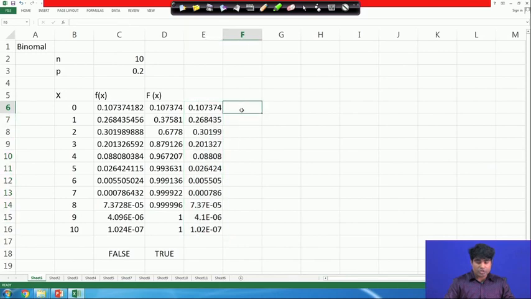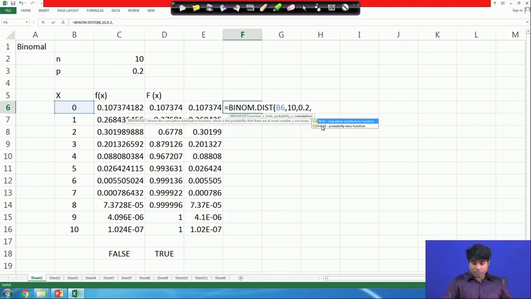Now if you need cumulative structures, then again you go to the binomial distribution and click here, then you first indicate the variable, followed by the trials, that is n equal to 10, followed by the probability, that is 0.2, and then you need an indication about the false, right.